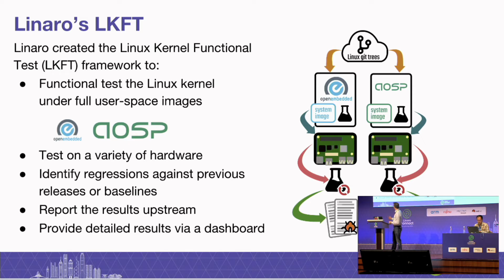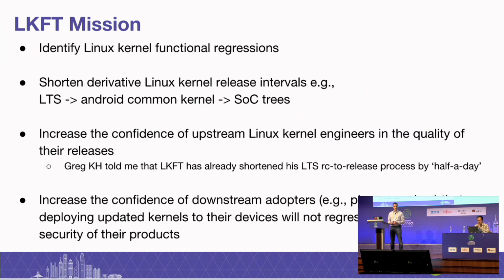We test on a variety of hardware, and the purpose is to identify regressions against previous releases or baselines. So just imagine Greg KH pushing a release candidate. We compare that release candidate to the previous release, and that's the baseline we use for regression testing. We report these results upstream, so we have reports that are curated and go to the Linux kernel stable mailing list.